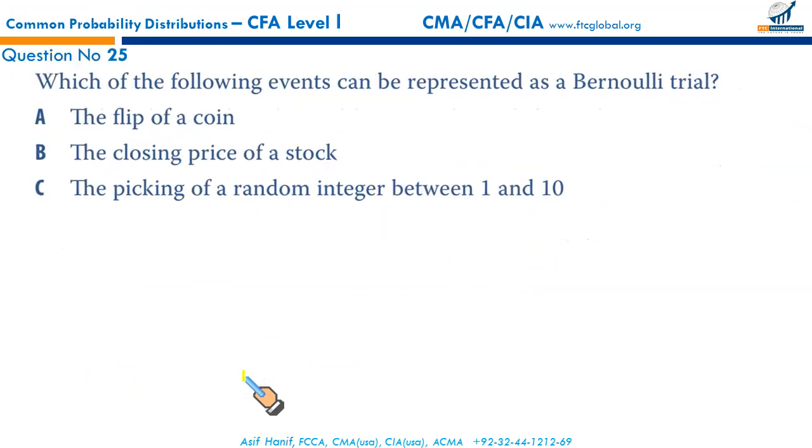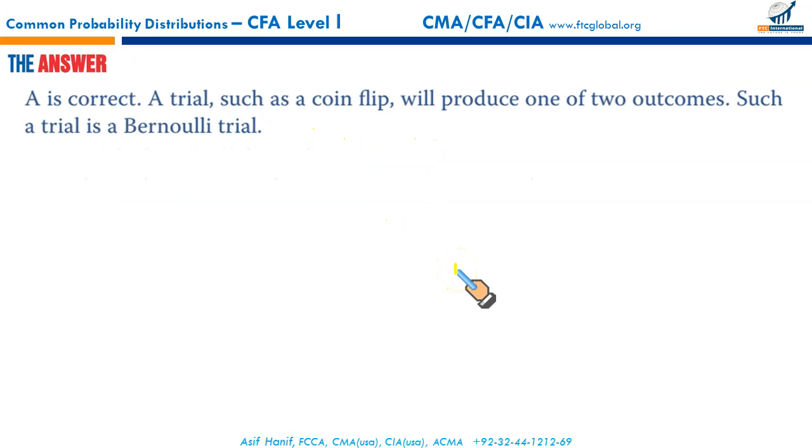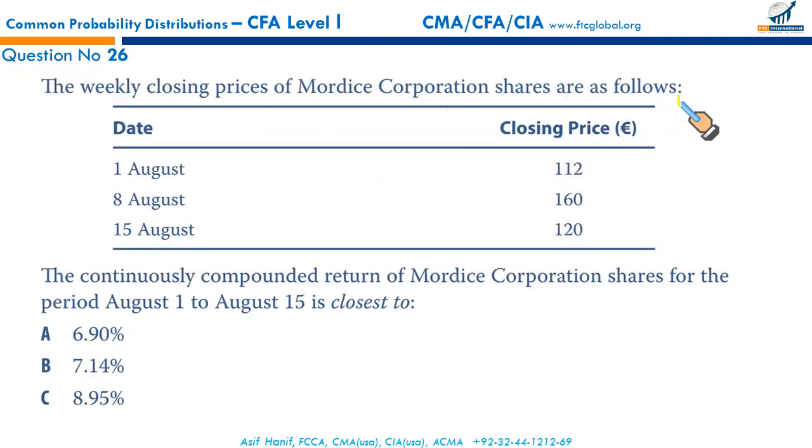Which of the following events can be represented as a Bernoulli trial? Those that can be portrayed into two outcomes, success or failure, like flipping a coin. So clearly that rules out B and C. That makes A the correct option. A trial such as a coin flip will produce one of the two outcomes, such as in the Bernoulli trial. That gives you A to be the correct option.